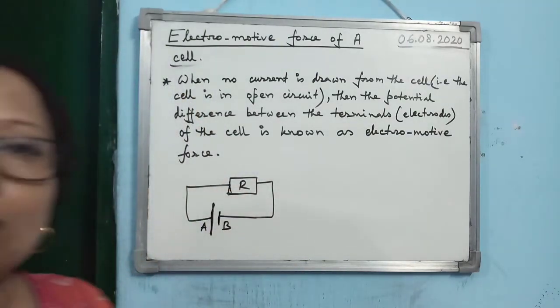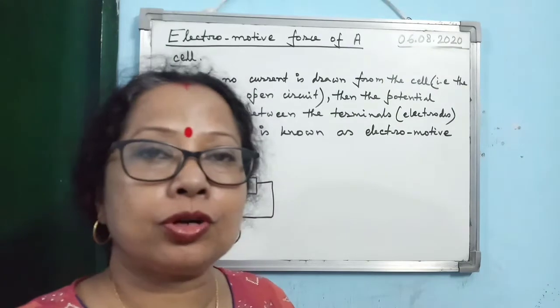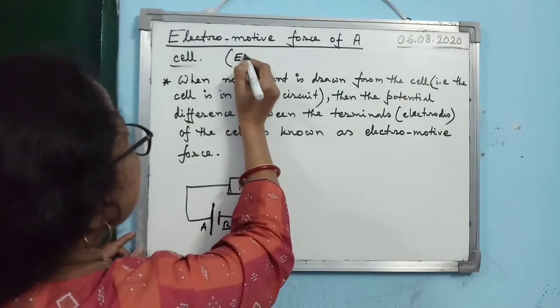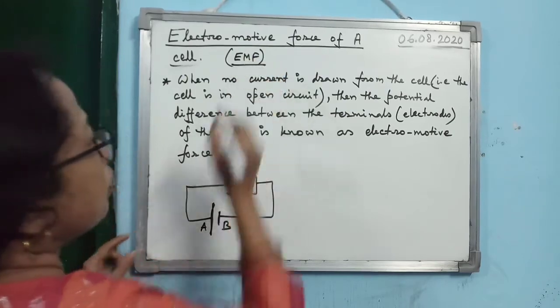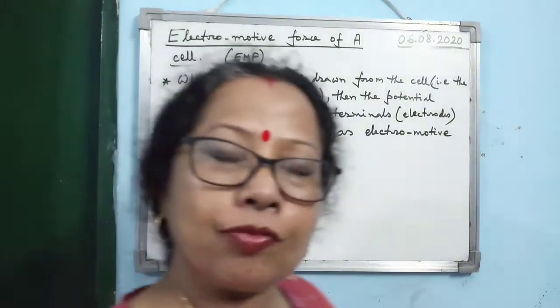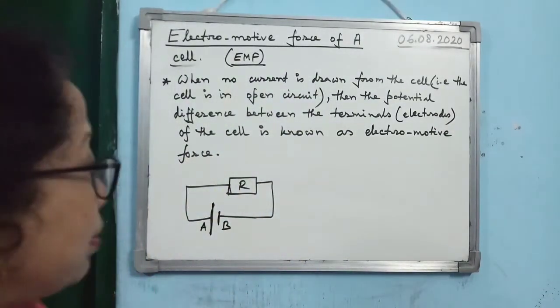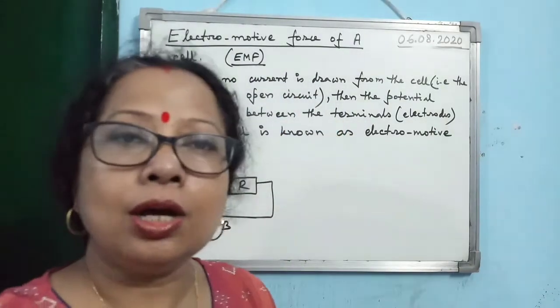Although the name is electromotive force, the short form is EMF. We may write small e, m, f, or capital E, M and F, EMF of a cell. Although the name is force, it is not a force.